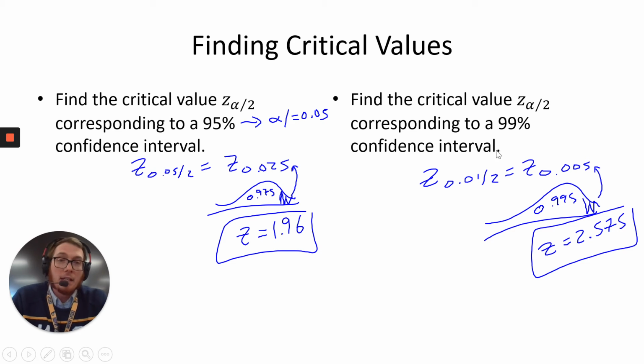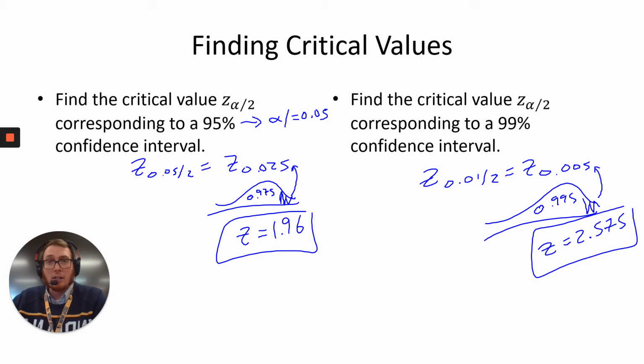For 99%, it's 0.01, and then divide by 2, which is 0.005. That's area to the right is 0.005, area to the left is 0.995, and that gives me a z-score of 2.575. The nice thing is, those are the three you have to know really well. It's possible you might have a 98% confidence interval, which means alpha is 0.02, divided by 2 would be 0.01. It's possible you could have that on your homework. That would be the only other one I think that you might see. My focus is going to be on these three.